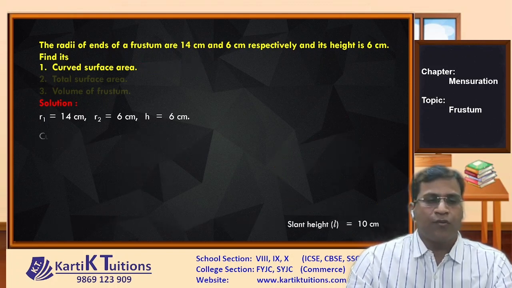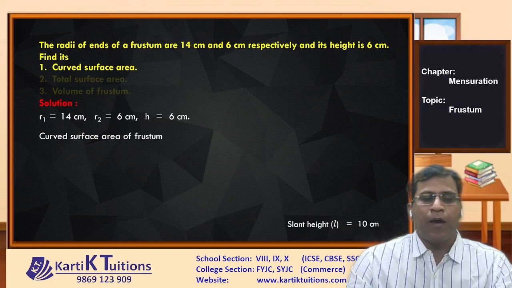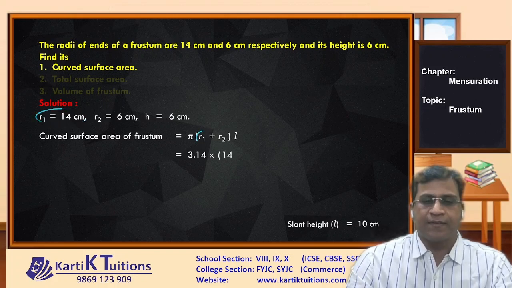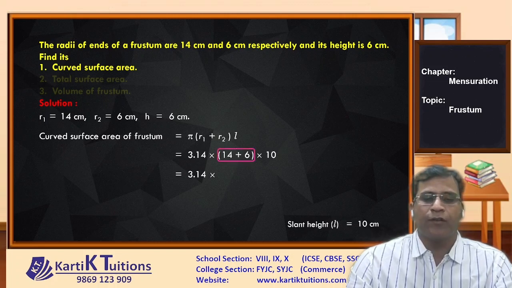Now let's go to the curved surface area. The formula is pi into (R1 plus R2) into L. Now here, pi we will take as 3.14 into (R1 is 14 plus 6) and our L value is 10. So into 10. Now first solve the bracket. So 3.14 into (14 plus 6 will become 20). So it is 20 into 10. So now here, see 2 into 1 is 2. 2 into 3.14 will give us 6.28. But here it is 20 into 10, that will give us 200.